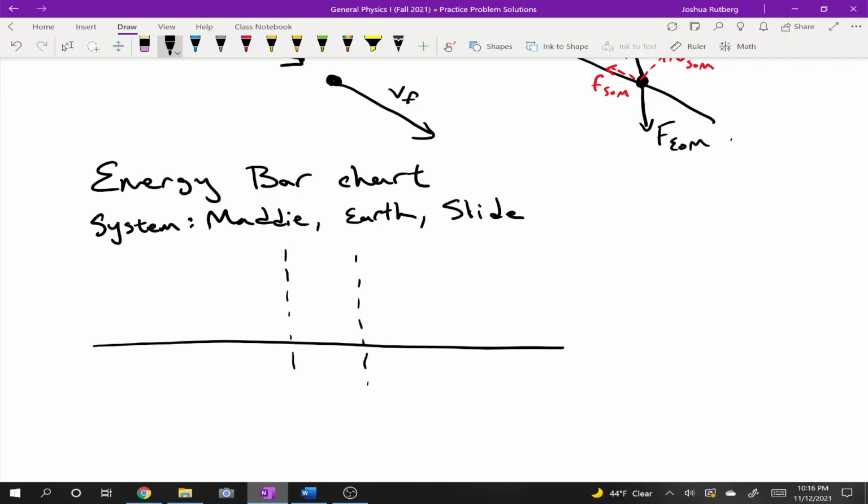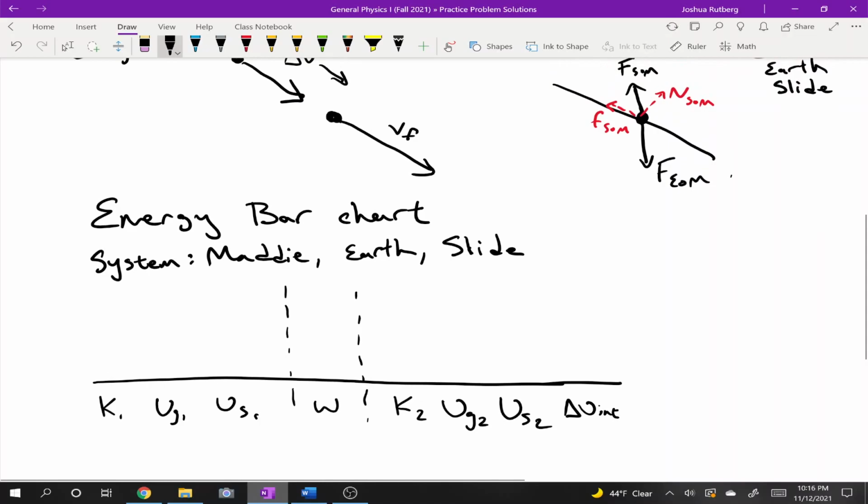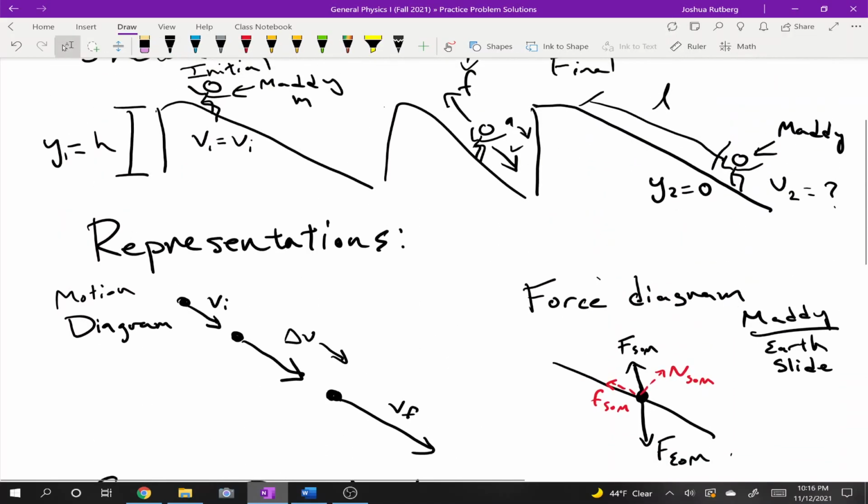Let's think about what we've got. We could have kinetic energy, gravitational energy, elastic energy, and work, and she could end with kinetic energy, gravitational energy, elastic energy, and there could be a change in internal energy. So now, let's figure out if we have any of these energies present in our system to begin with.